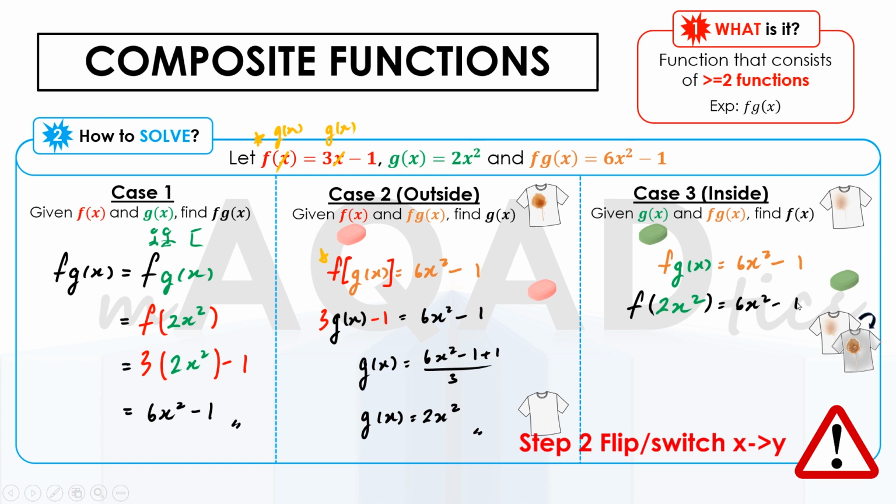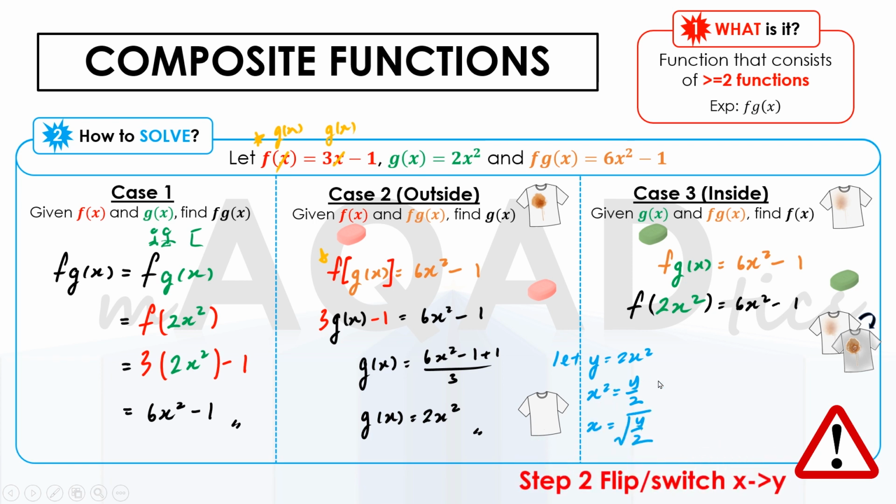So here we need to flip or switch all the x to y. So how do we do that? Let us let the things inside the bracket be y. So this 2x squared will become y, but how about the x here? What we need to do is rearrange this equation to put x on the left side. Once you move the square to the other side, you'll get square root of y over 2. Then we substitute this value to here. And this is our result.